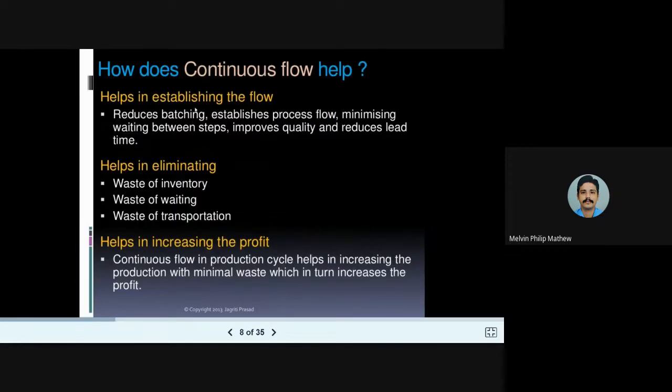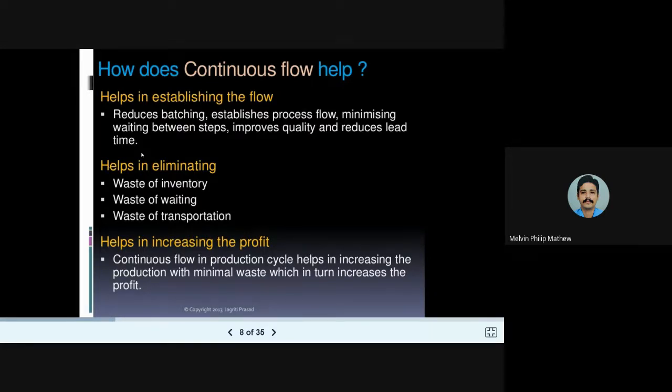So how does continuous flow help? It helps in establishing the flow. It reduces batching, establishes process flow, and minimizes waiting between steps, that is, between interdepartmental works or between each and every step or procedure of the manufacturing process. It minimizes the waiting, then improves quality and reduces lead time. This is how it helps in establishing the flow.